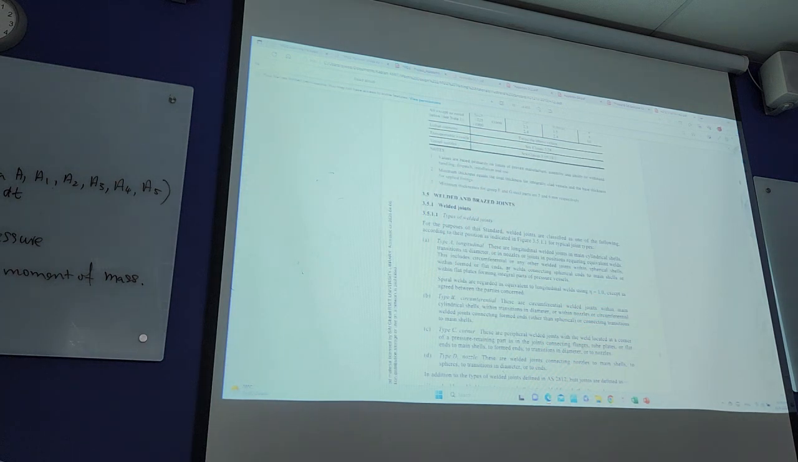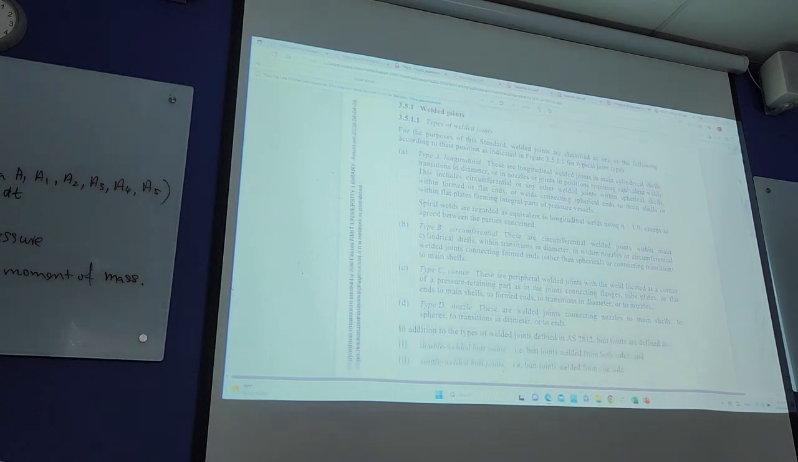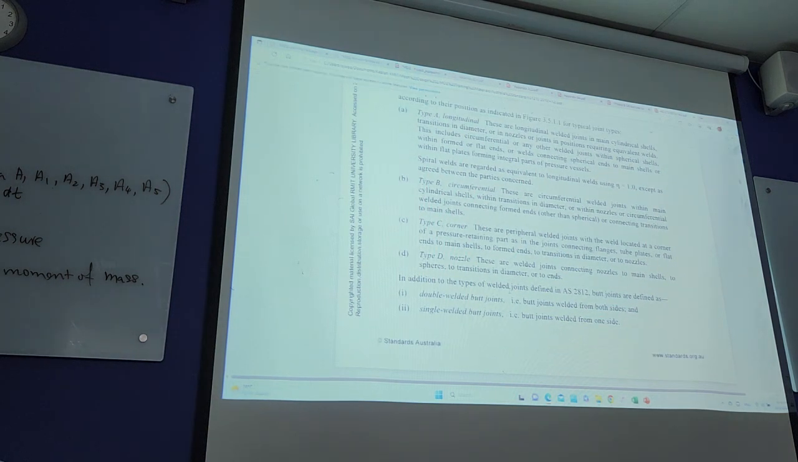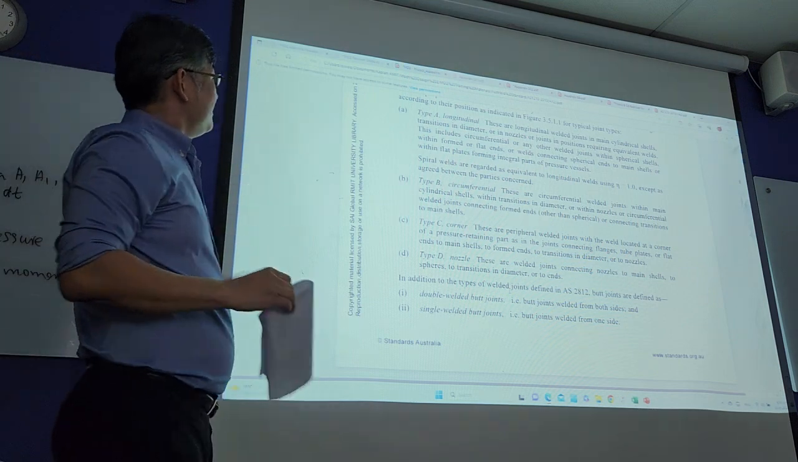Alright, so over here you can see 3.5.1. Refer to this, types of welded joint. Alright, so over here type A is longitudinal. As you know, the purpose of our project, after you select the sheet metal, you are going to fold them, you are going to shape them like this as a cylinder. So you have to weld this part after you fold. This part is called type A longitudinal welding. So this is type A longitudinal, right?